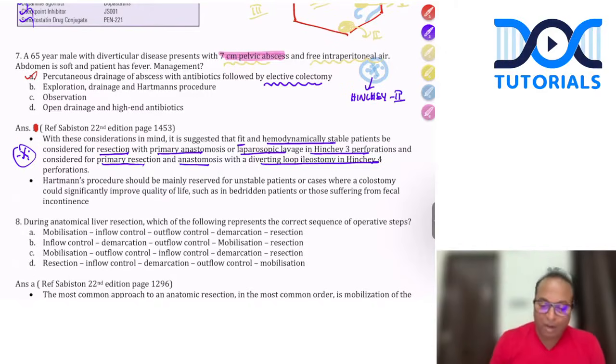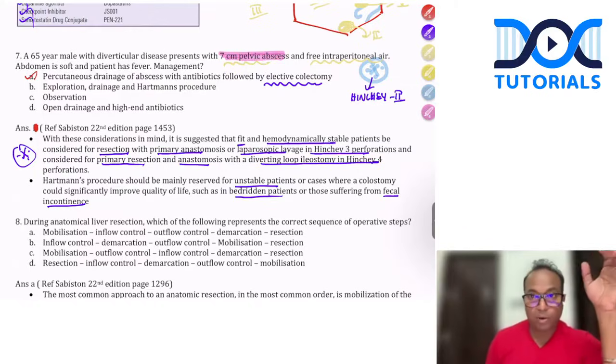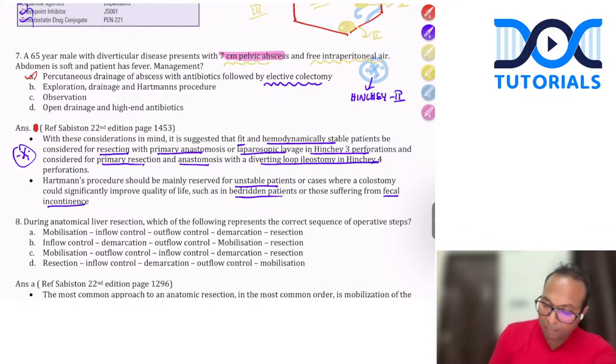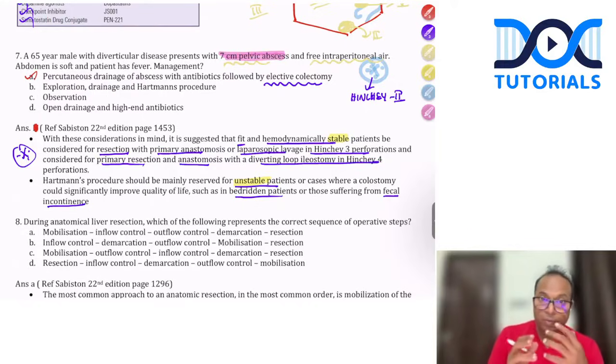So don't forget this point. Hartmann's procedure should be reserved for unstable patients or cases where a colostomy could significantly improve quality of life, such as in bedridden patients and those suffering from fecal incontinence. So please remember, Hartmann's is not done for all. It is done only for unstable patients, because in stable patients we are doing resection and anastomosis. In unstable patients, we can go for Hartmann's. So these are all to be taken together in this question. If there is an unstable patient, you may go for Hartmann's. If there is a stable patient, you go for resection anastomosis. But if it is only Hinchey 2, you should go only for percutaneous drainage.